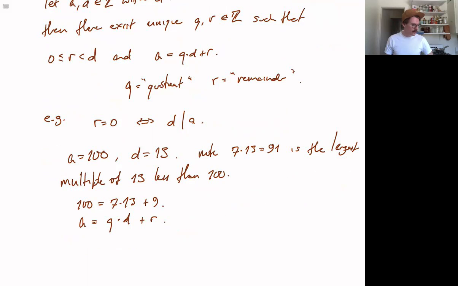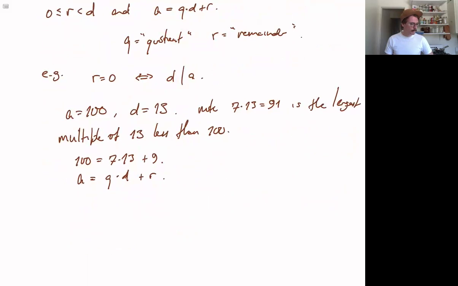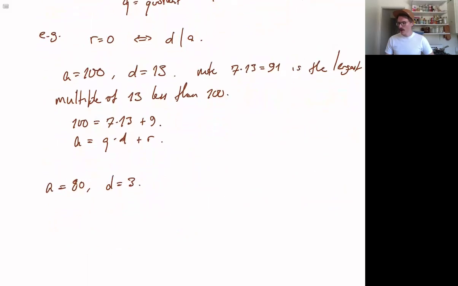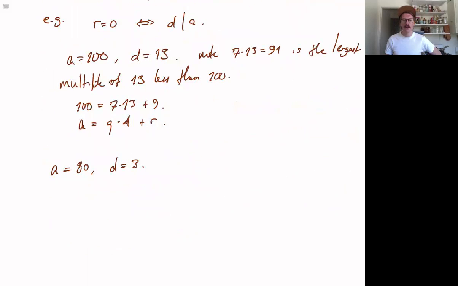Let's do another quick example. Let's say a is 80 and d is 3. I want to approach this from a slightly different angle, because next we're going to start talking about situations where we're less interested in q and more interested in r.